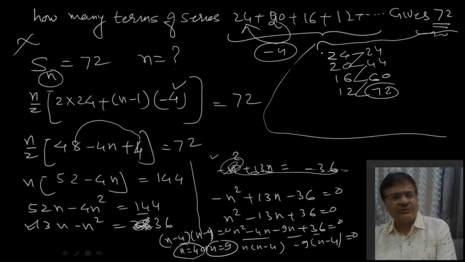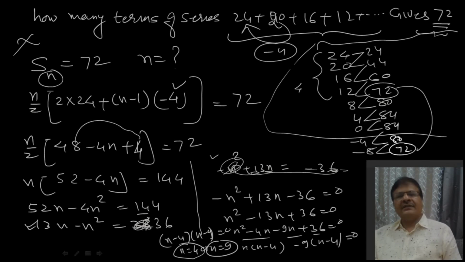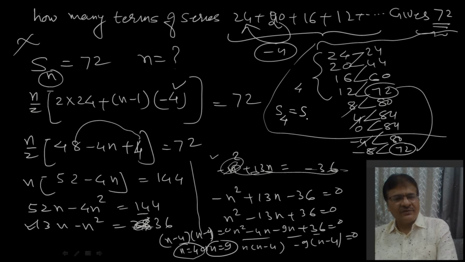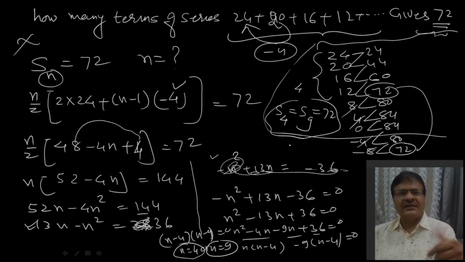I got my 72. How many terms are there? 4. Now I continue again: 8, 80, 4, 84, 0, 84, minus 4, 80, minus 8, again I am getting 72. So the sum of 72 I can obtain in two situations, because this 4 8 cancels with this 4 8 and this is 0. So the sum of 4 terms is also 72 and the sum of 9 terms is also 72. So there are two answers. Rather than applying this equation approach, you can directly calculate this way.